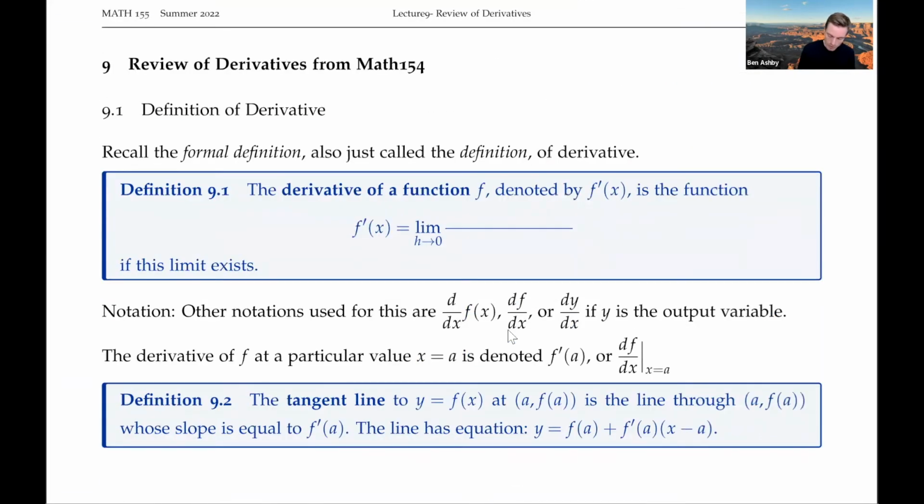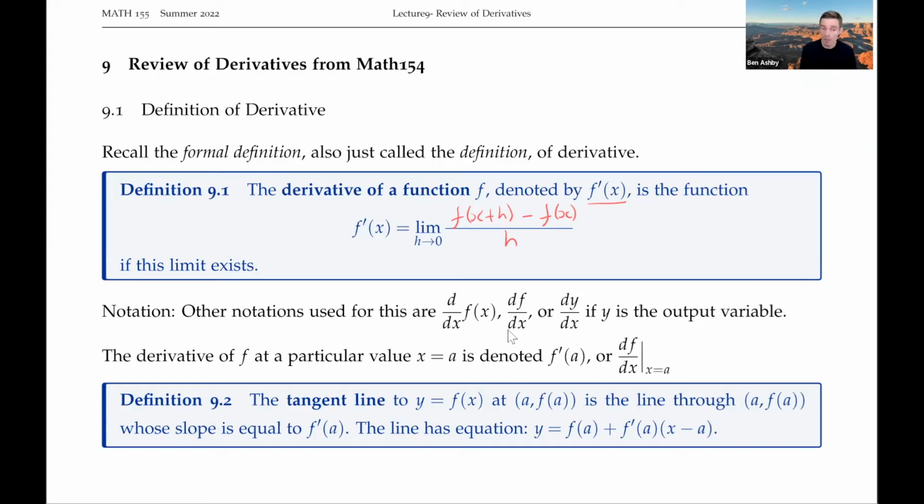Okay, so the definition of a derivative, well, its formal definition is if we have a function f, then the derivative of f at some value x, f prime of x, is equal to the limit as h tends to 0 of f of x plus h minus f of x divided by h, if this limit exists. So this doesn't always exist depending on the function. If it doesn't, then we can't find the derivative of that function at a particular value. If it does exist, then this is how we compute it. So this is its formal definition.